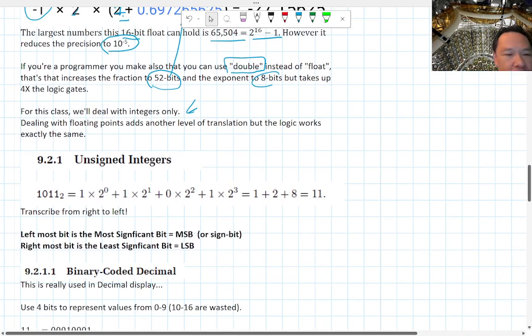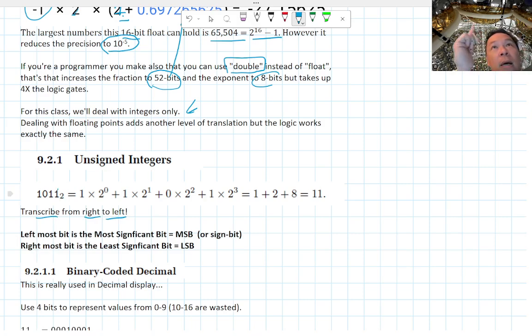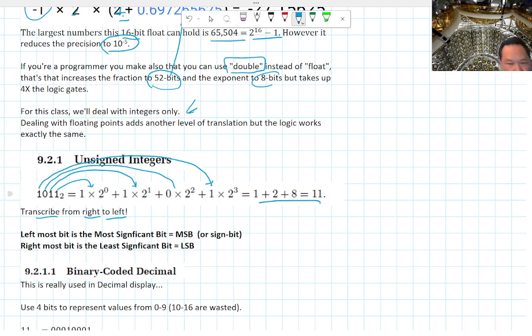As we said, for an unsigned integer, we're going to transcribe this from right to left. So this number 1 represents 1 times 2 to the 0 power. That's what this translates to. The next one translates to 2 to the 1 power. The next one translates to 0 times 2 to the 2, which is actually 4, and then you have 8 here, right? You add these numbers up. That's how you convert it to decimal, which is what will make sense in our head.